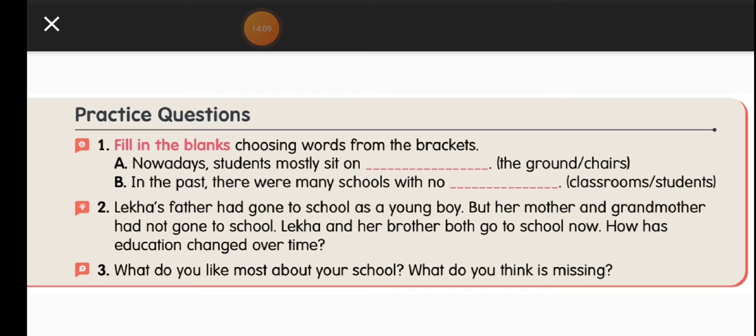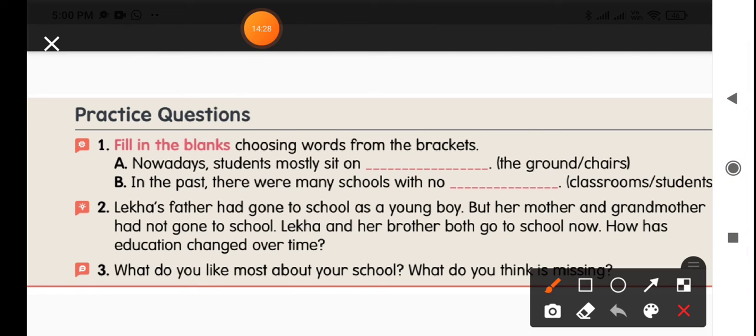So the first one is fill in the blanks, choosing the words from the brackets. Some help box is given for you. You choose the word from the bracket and fill up the blank. So the first one is: nowadays students mostly sit on. So where are they sitting? Are they sitting on the ground or on the chair? Yes, obviously they are sitting on chairs. So choose that and write in the blank.